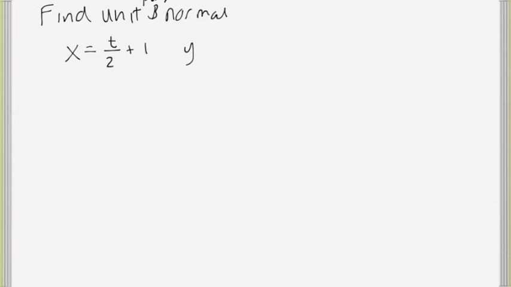I do care about applications. That's where we could see some problems come up. So example 6 says find the unit tangent and unit normal to the curve parametrized by this at the point where t is 4.